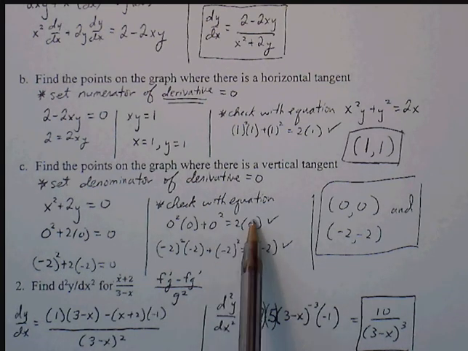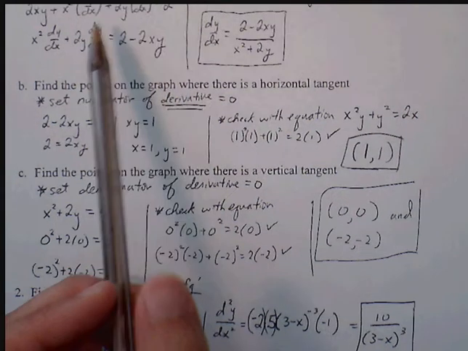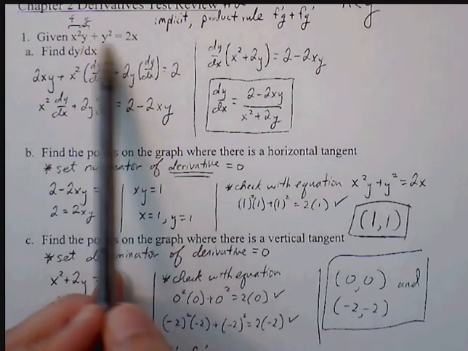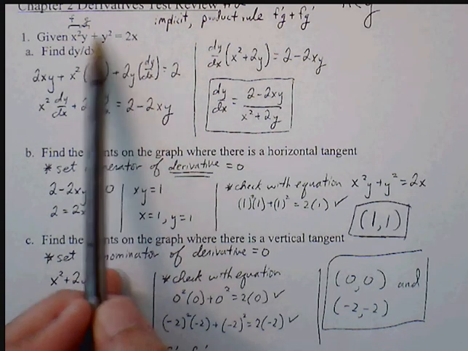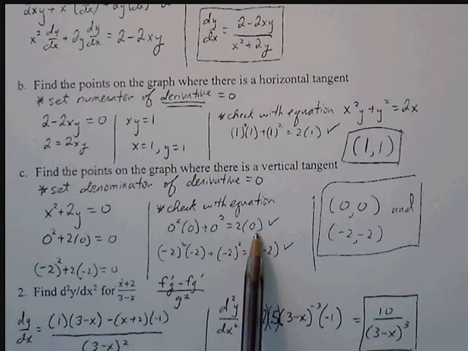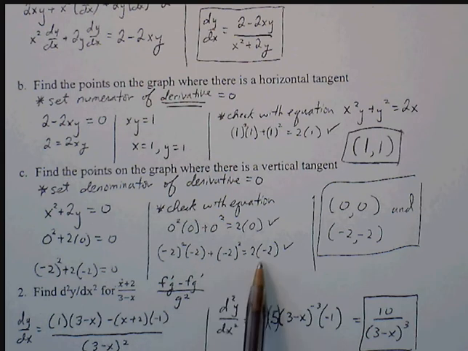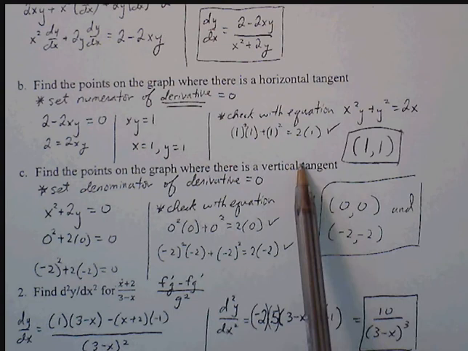So therefore, we check with the original equation. Just because it works for this equation, it also has to work for the original equation. So if we plug 0, 0 and negative 2 into the original equation, we're going to be able to see that it's a point that exists with the graph, the equation works out. Okay, so 0 equals 0. We get negative 4 equals negative 4. So we have two ordered pairs that will guarantee vertical tangent line.